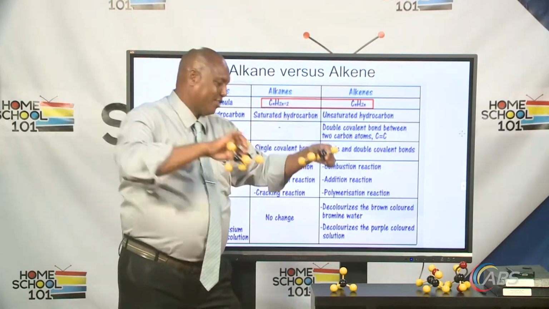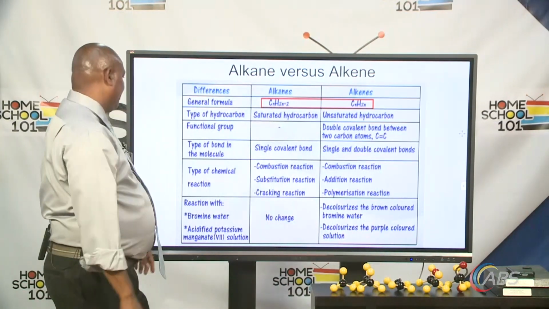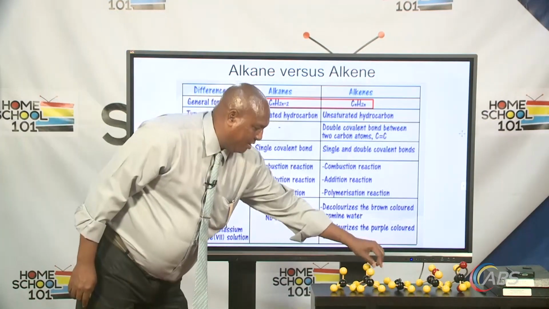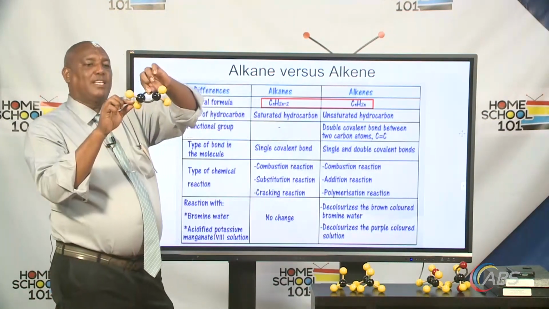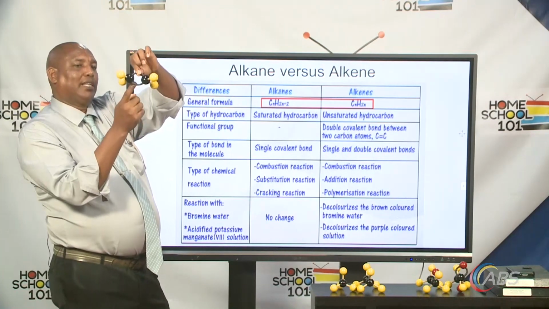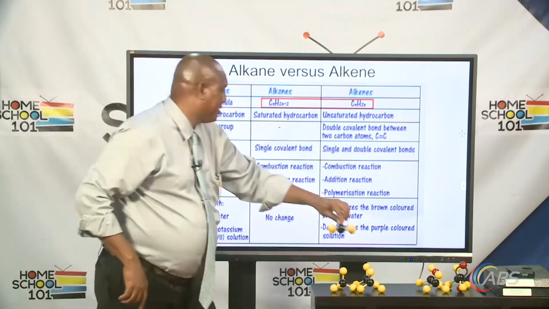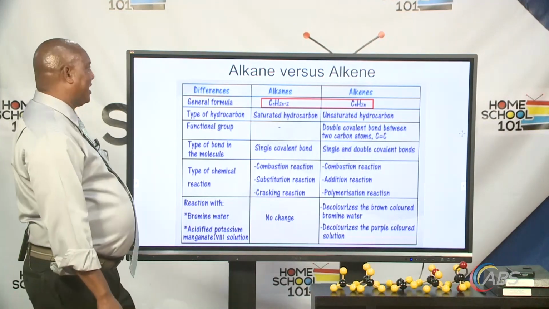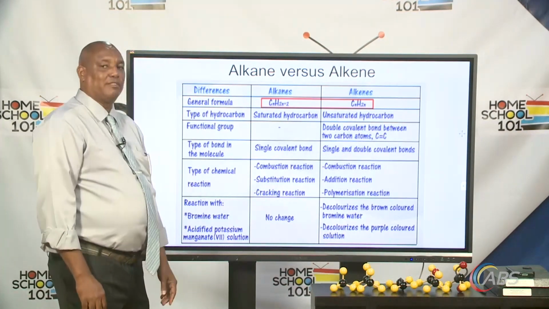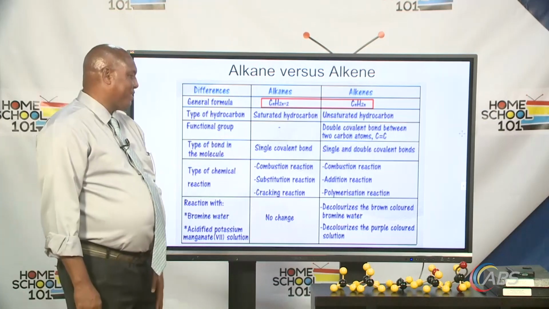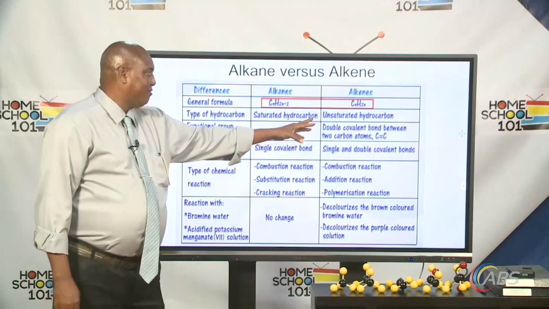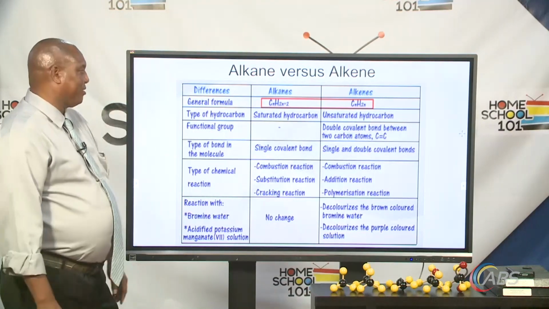This one, saturated. Okay, so single bonds for the alkene attached to a carbon, a double bond between 2 carbons. All right, so single and double bonds in the alkenes. Type of chemical reactions that they can undergo: combustion reaction for the alkanes, substitution reaction, and cracking, which we did last class. And then for the alkenes, combustion reactions.